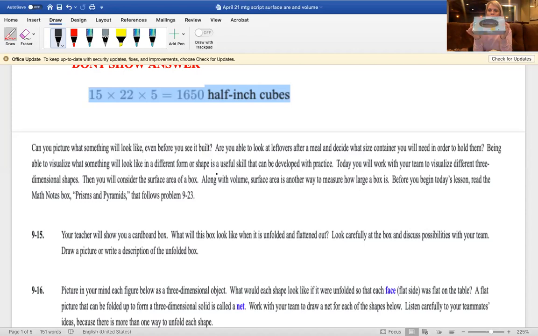Okay. So take a minute for that. Okay, I see tiny square things and rectangle things. Good. True.